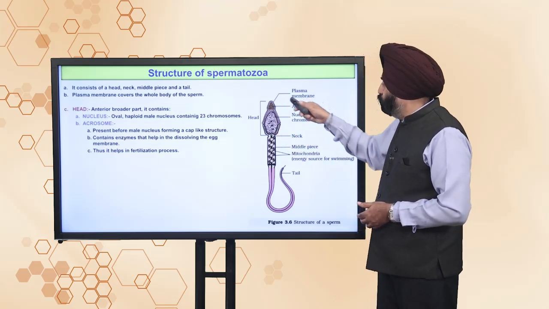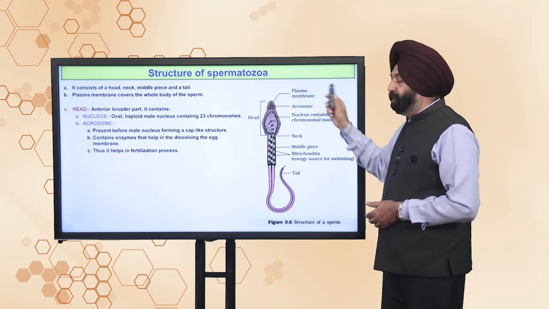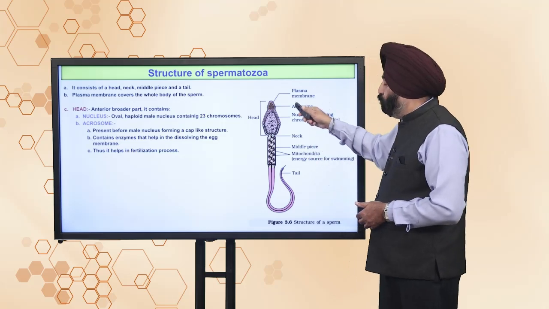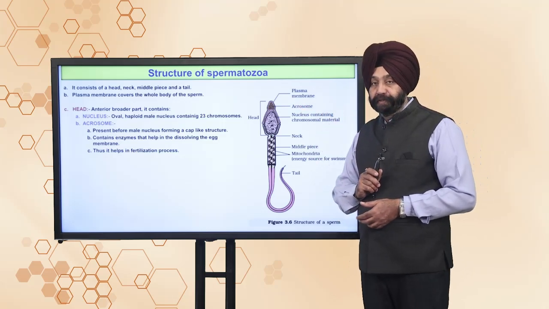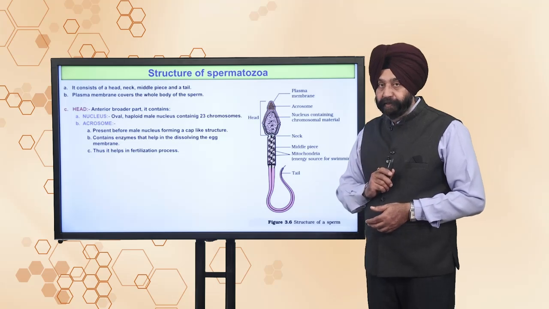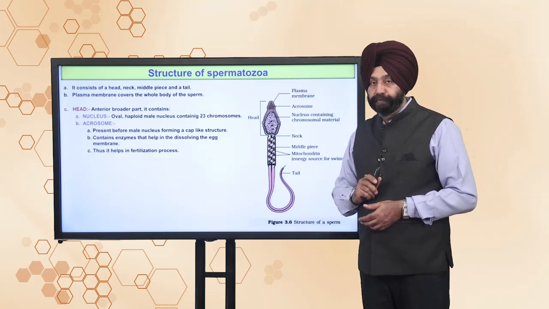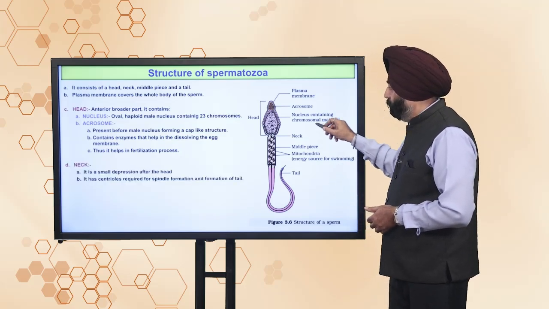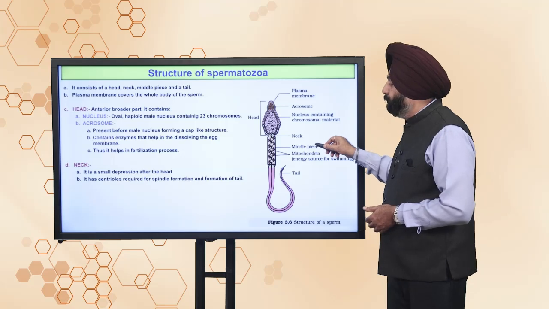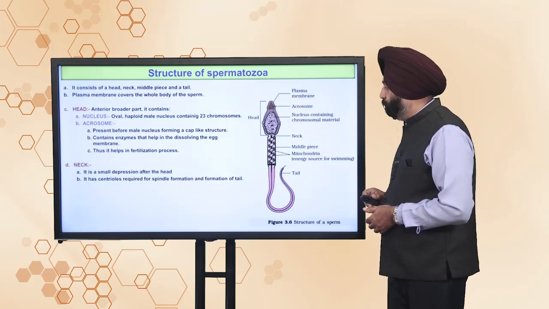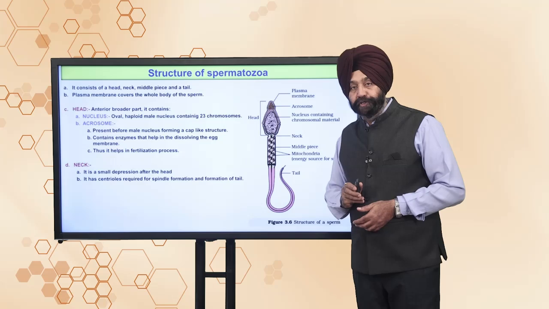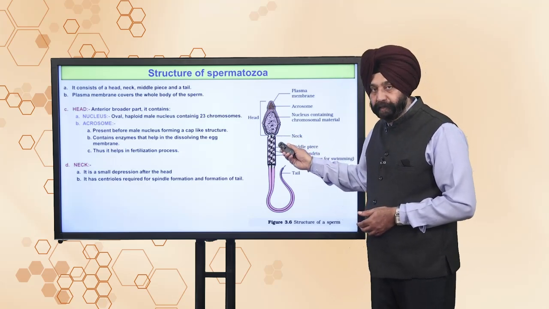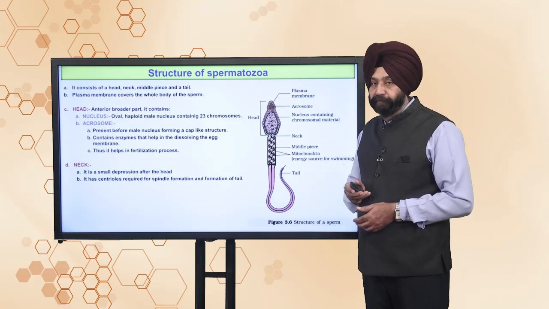Then it has an acrosome at the top. Acrosome acts as a cap on the structure. Acrosome releases certain enzymes that dissolve the membrane of the egg and this helps in the fertilization process. Let us see the next part, which is the neck. It is a small depression between the first and the third part. It consists of centrioles, and these centrioles help in making the tail and also help in making spindle fibers.